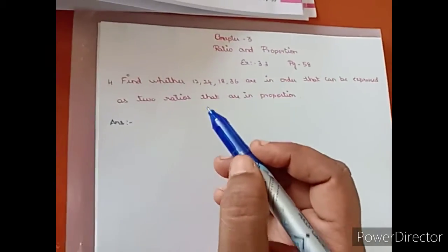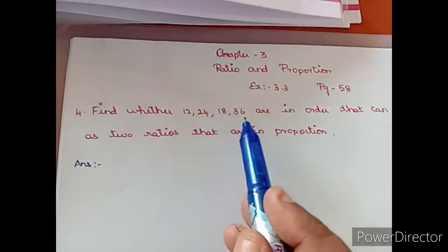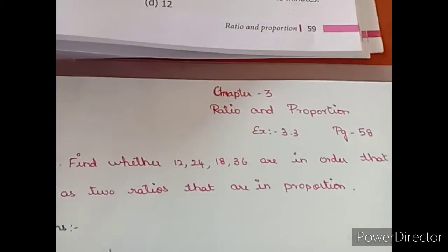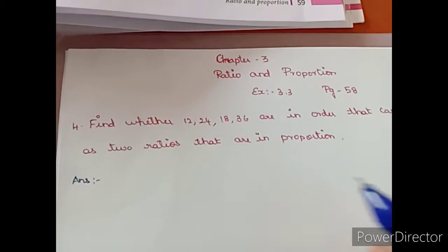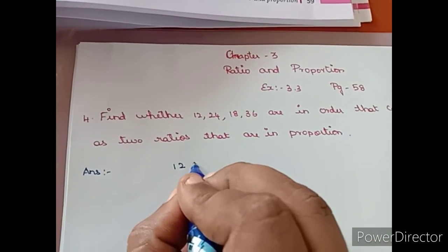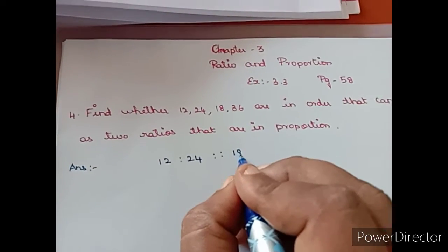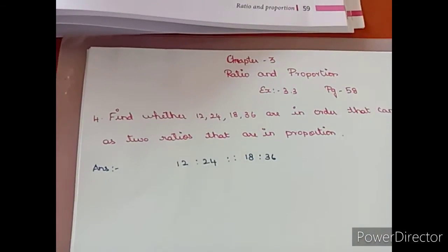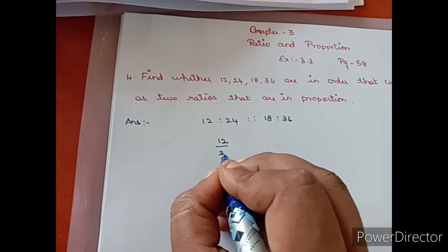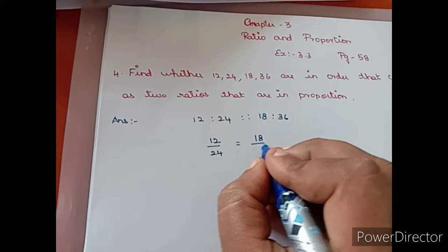Okay, see the fourth question. Find whether 12, 24, 18 and 36 are in order that can be expressed as 2 ratios that are in proportion. So first I have to write it like this: 12 is to 24 is proportional to 18 is to 36. So what is the next step? Converting as fraction, 18 by 36.